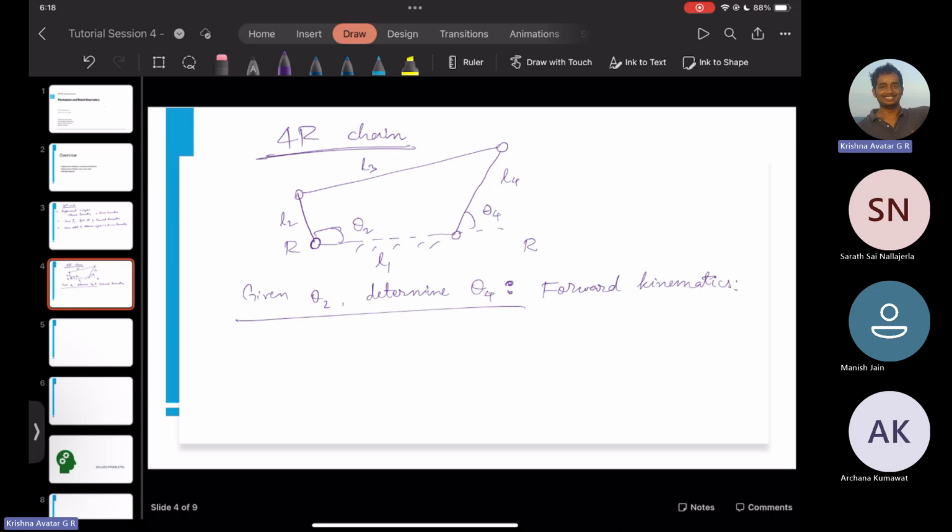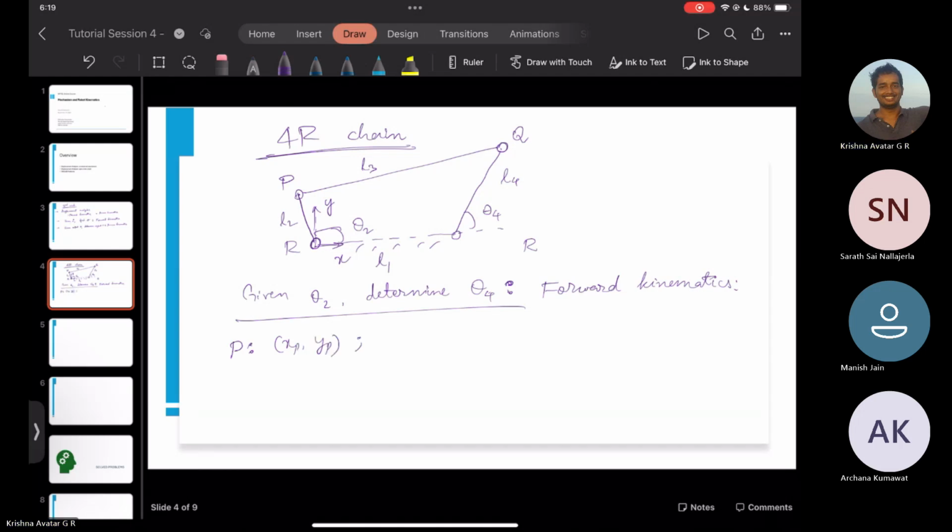Now let's start, and we fix our origin to be at this point, with X and Y axes. Let's try to determine the locations of the joints. We call this joint P and this joint Q. The center points of these joints are denoted by P and Q. As was discussed in the lecture, our goal is to determine the coordinates of both these points. We start with point P, whose coordinates will be XP and YP.